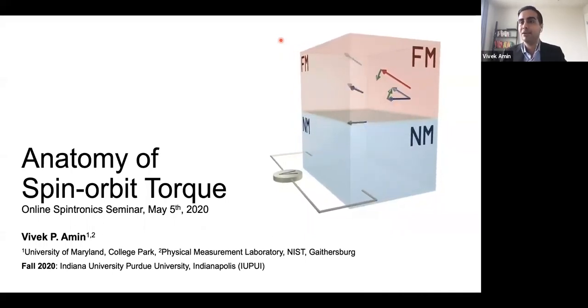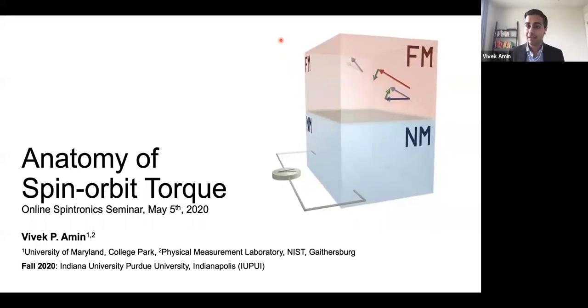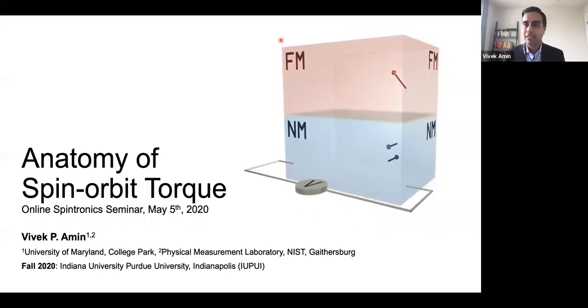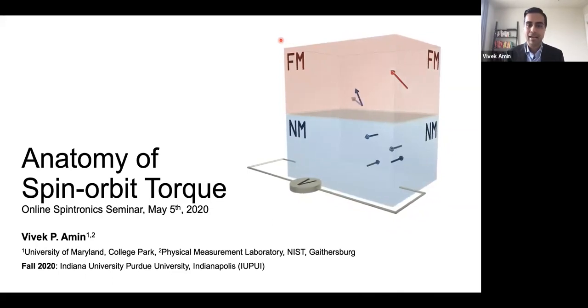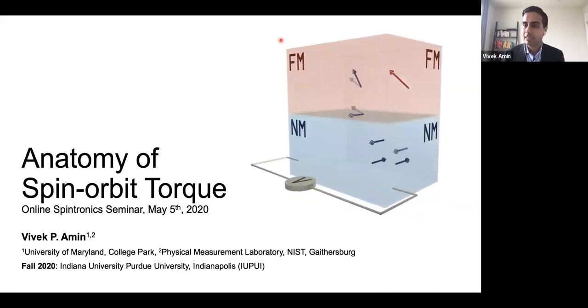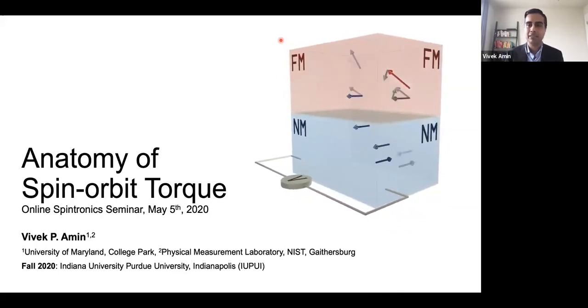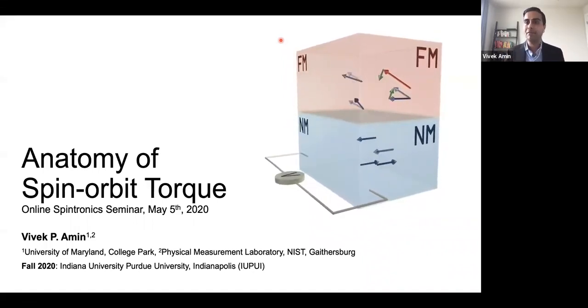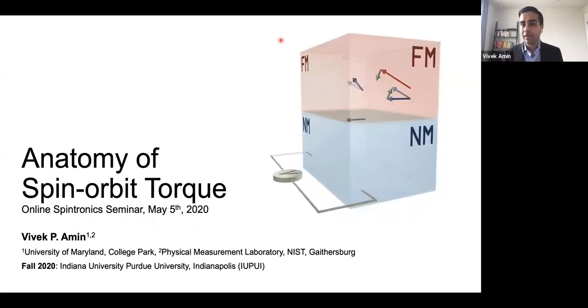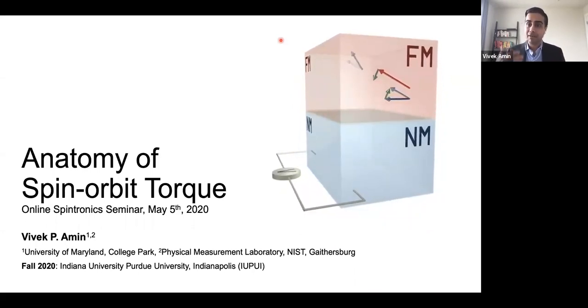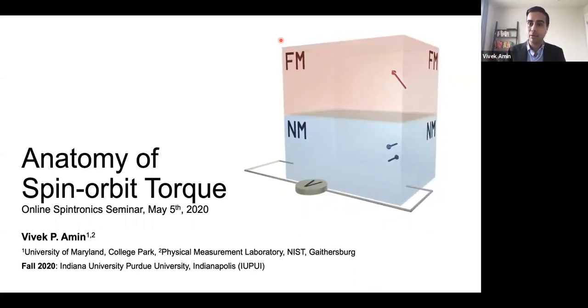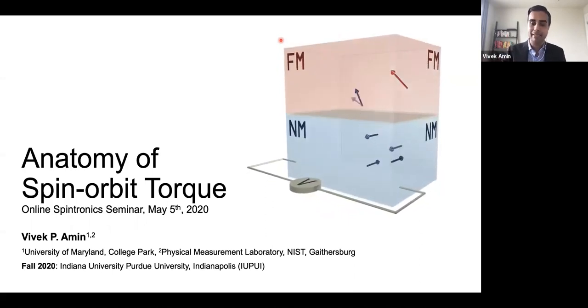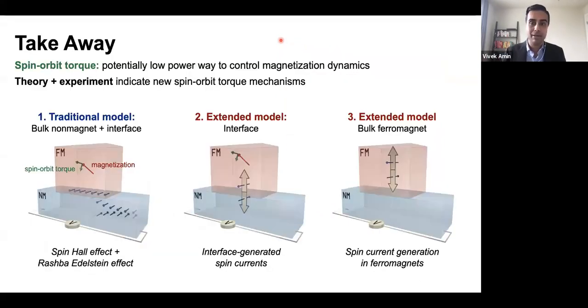So today what I'm going to do is talk about the anatomy of spin-orbit torque. This is work that I've done at NIST with Mark Stiles, Paul Haney, and other collaborators. What I'm going to try to do today is give you a physical understanding of what spin-orbit torque is, and then talk about the various mechanisms underlying spin-orbit torque and what potentially new mechanisms we may consider going on. So here's what I'd like you to take away from this talk.